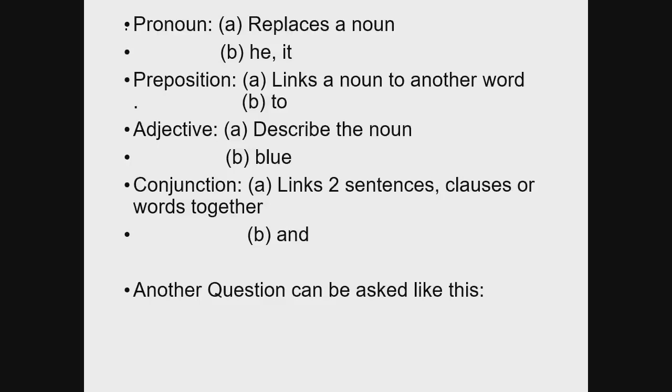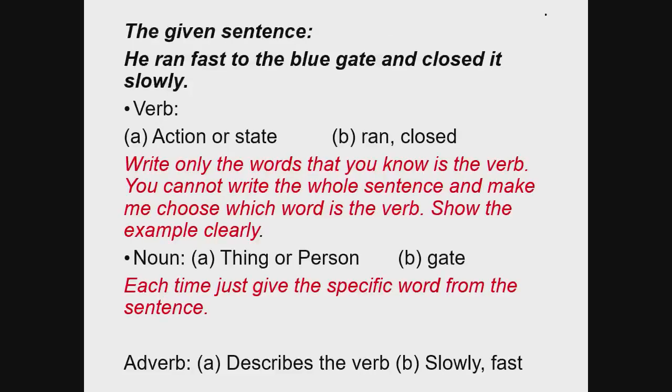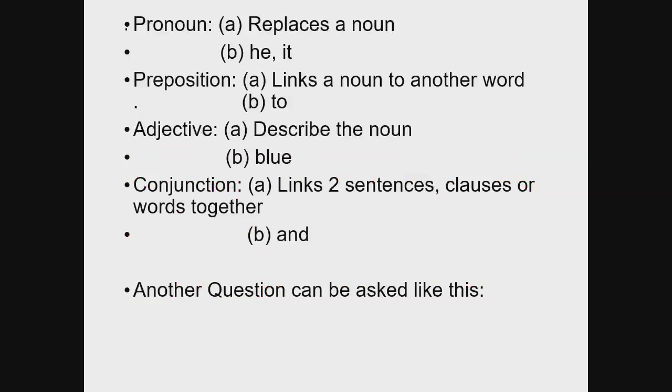The adjective describes the noun. So, blue is an adjective because the noun is a gate. How does the gate look? The gate is blue. Blue describes the noun. A conjunction links two sentences or clauses together. If you go back to the sentence, he ran fast to the blue gate. That's one sentence. The next sentence should be, he closed it slowly. But we linked the two sentences, took out the he, and just put in a conjunction, and. So, and is the conjunction.